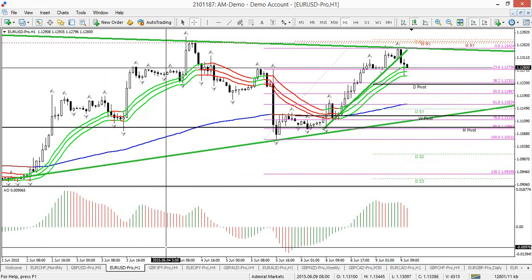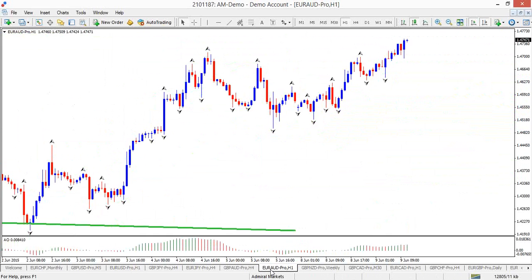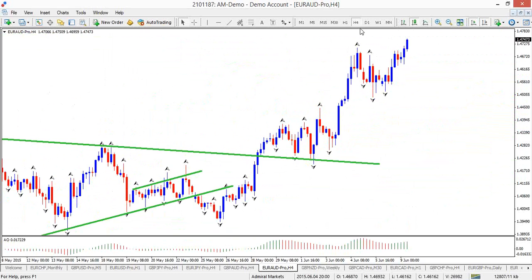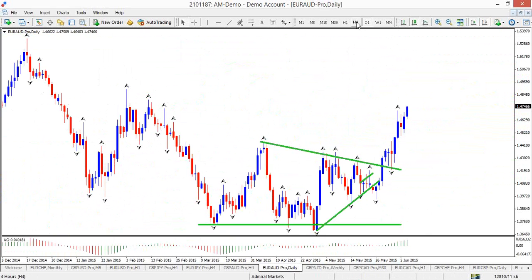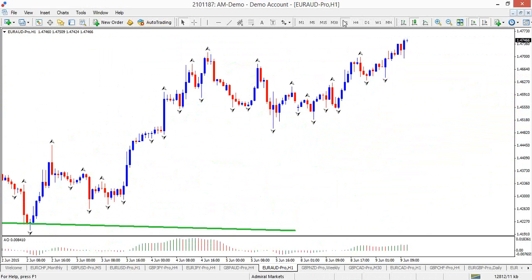Other than that, is there anything else that might be worth taking a look at? Let me quickly scan some charts. Euro Aussie seems to be pushing nicely. Could even be better than the euro dollar.